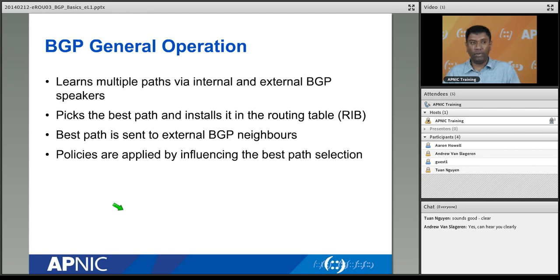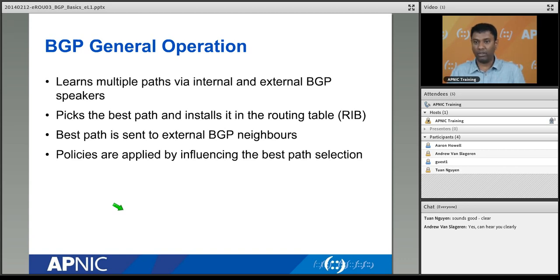Then your job, when there is more than one path to the same destination, is to select the best path, and that best path will go to your BGP table, right? And when you have your downstream neighbors or speakers, you advertise your best path to them, not all the prefixes that you learn from your neighbors.